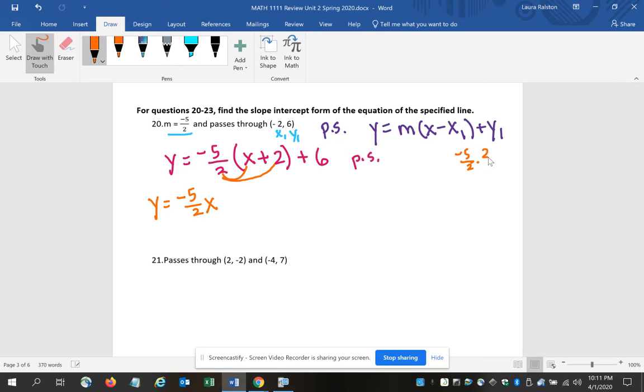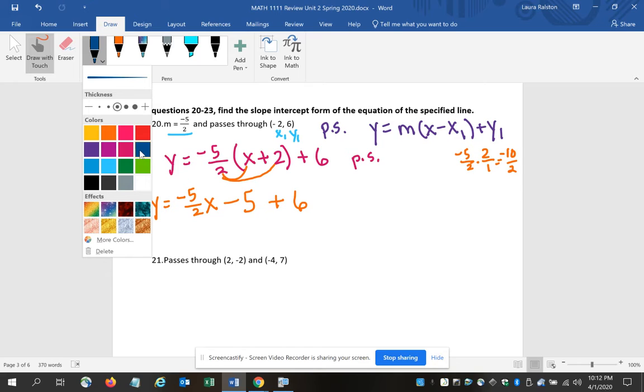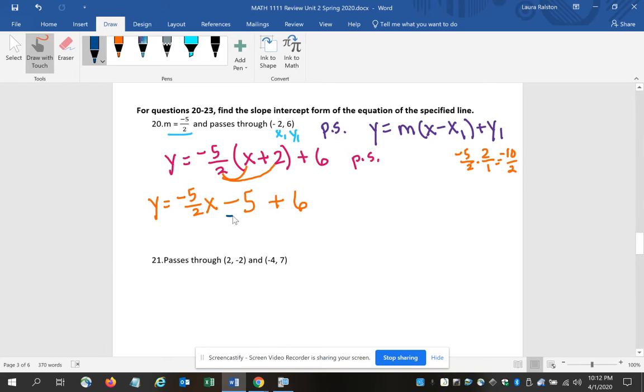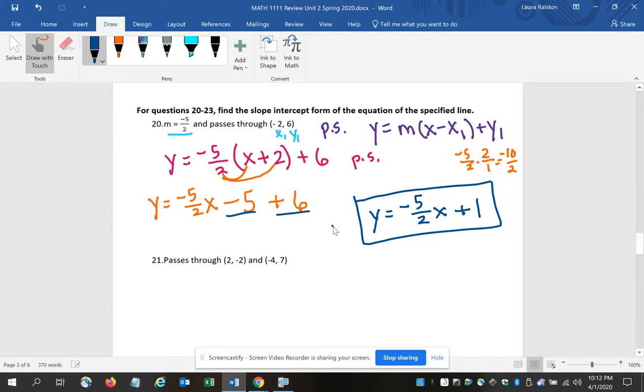Again, guys, if you need to, get your calculator out. -5/2 times 2/1 is -10/2, which is ultimately -5 plus 6. And then finally, I'm going to come back and I'm going to combine like terms. -5 plus 6. Watch your signs, please. So y equals -5/2 x plus 1. And this would be the final answer in slope-intercept form.